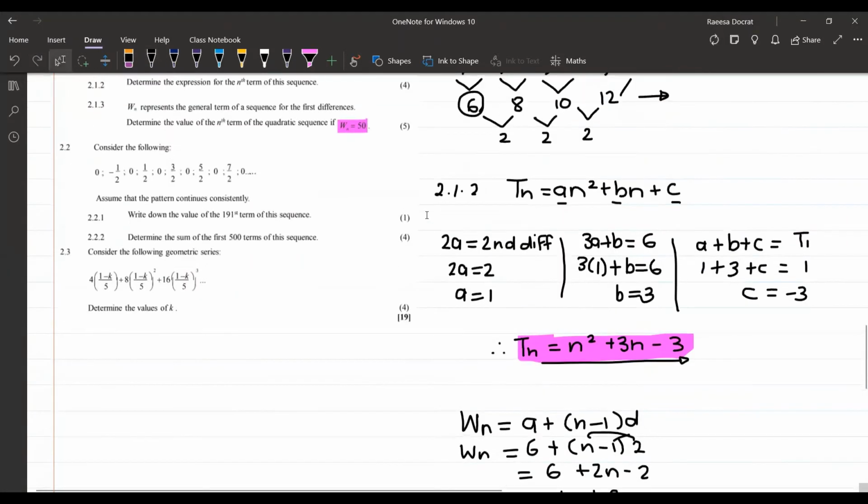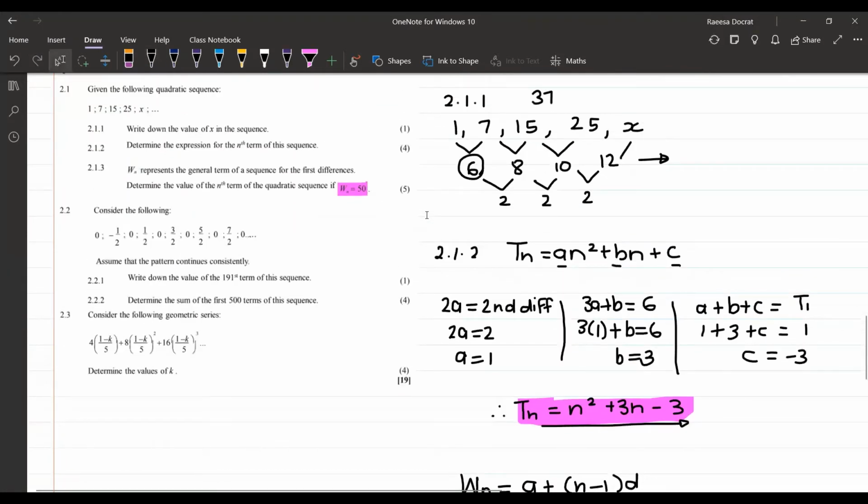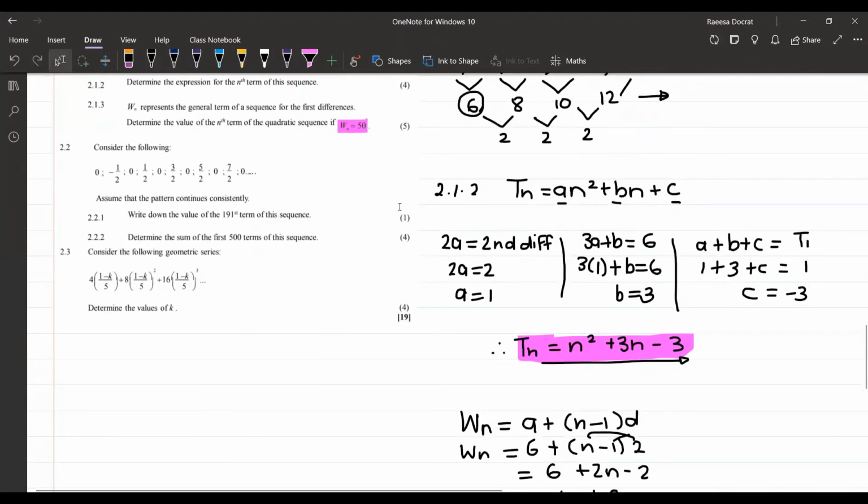Okay, let us have a look at the next question. It says, consider the following pattern: 0, a half, 0, a half, 0, 3 halves, 0, 5 halves, and so on and so forth. Assume that the pattern continues consistently. Write down the 191st term.